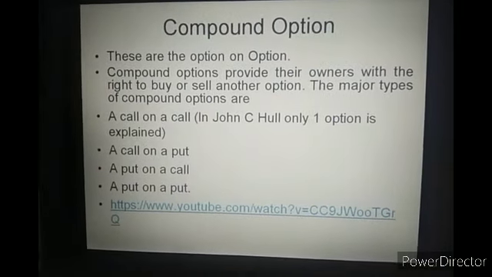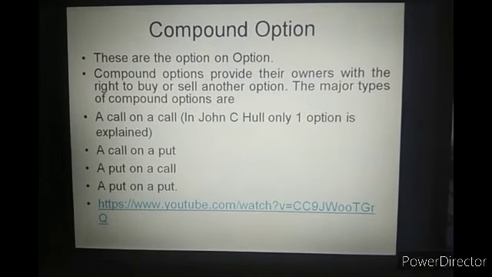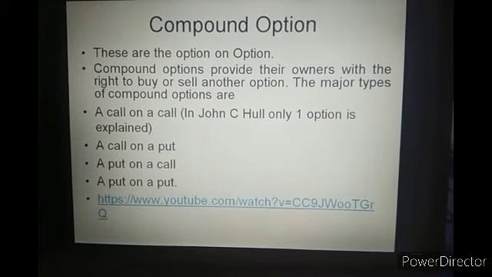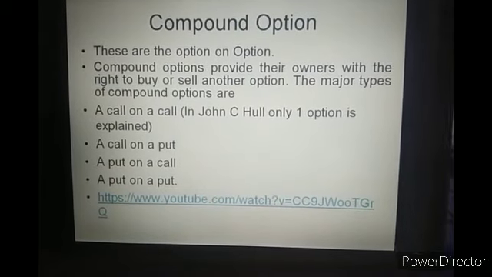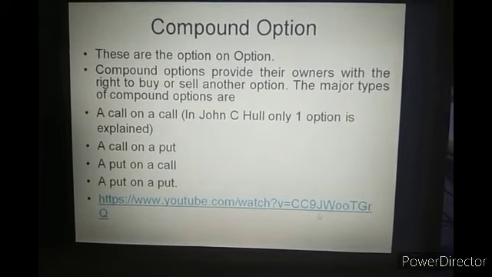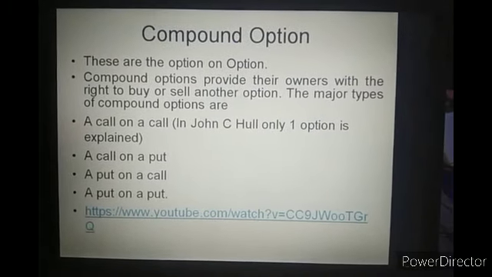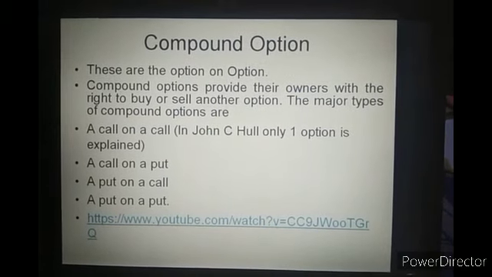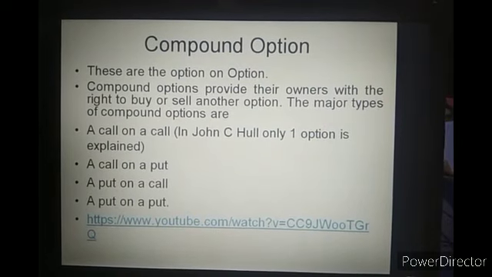Now see, here the compound option means we are talking about an option on an option. I'll discuss all 4 types. But if you want to understand in detail, I provided the link in this PPT, so you can follow this link. In your book, John C. Hall, they explain only the first one, that is a call on call. So I'll explain that, and I'll try to explain all the others.